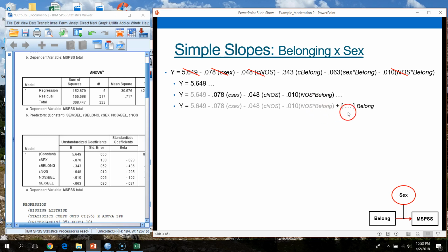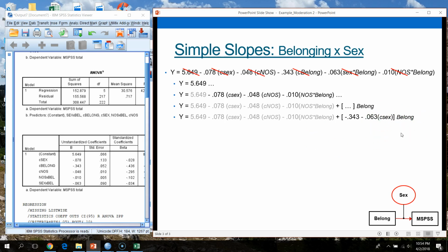Then I'm still looking at the conditional effect of belongingness, but this time I'm interested in the conditional effect of sex and belongingness. So I'm going to pull down my coefficient for belongingness here, and from the interaction term, I'm going to pull this down. So now I've got negative 0.343 minus 0.063 times sex, and we factored belongingness out of this. Again, we know that we've done this correctly: if I multiply this out, we would end up back where we started. So we've got negative 0.343 times belonging plus negative 0.063 times sex and belonging.